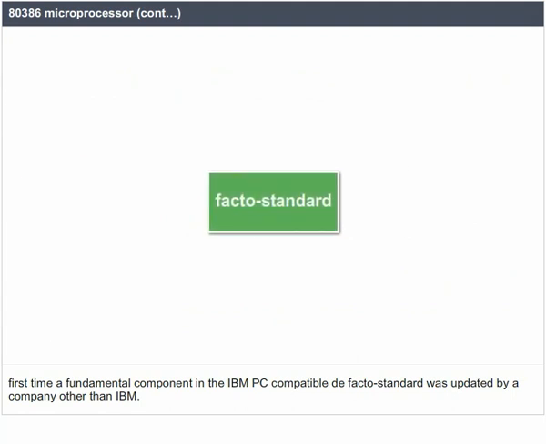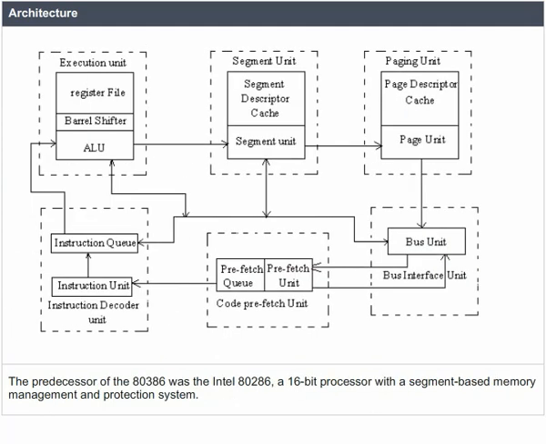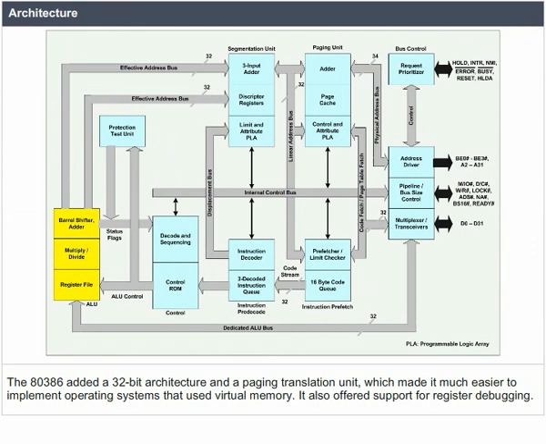Architecture. The processor was a significant evolution in the x86 architecture and extended a long line of processors that stretched back to the Intel 8008. The predecessor of the 80386 was the Intel 80286, a 16-bit processor with a segment-based memory management and protection system. The 80386 added a 32-bit architecture and a paging translation unit, which made it much easier to implement operating systems that used virtual memory. It also offered support for register debugging.